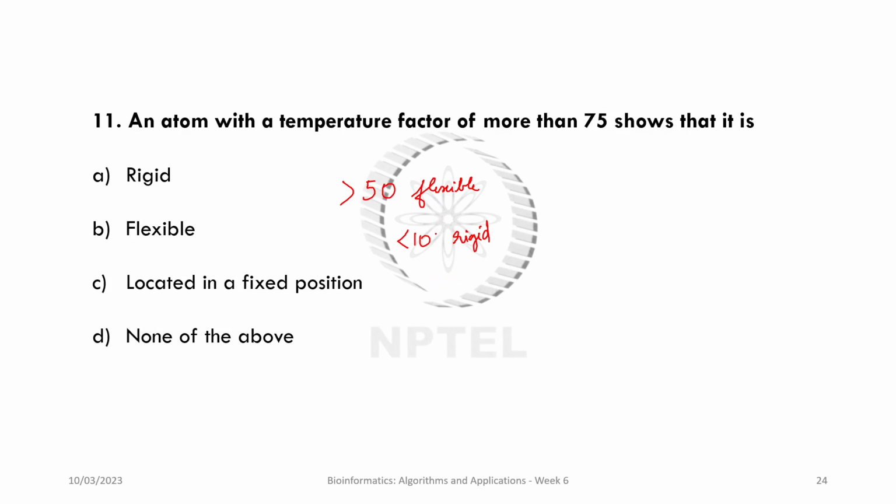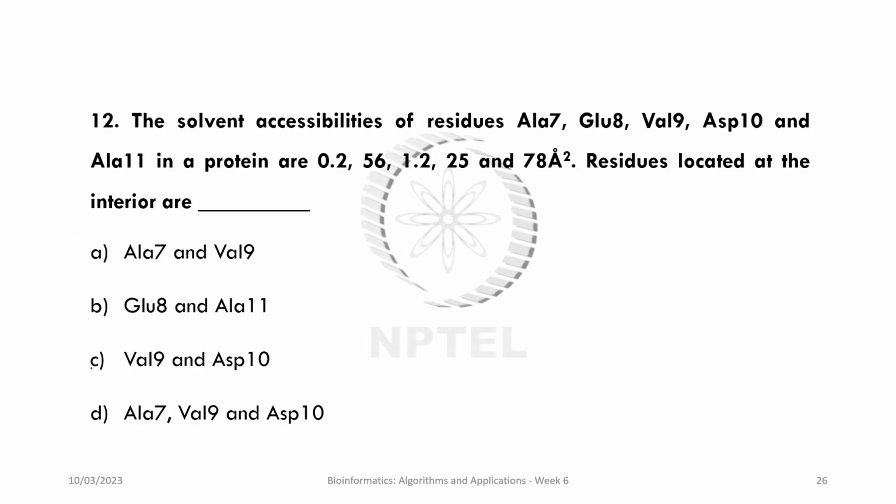Right? So instead of rigid, I'm going to go with fairly rigid. So 75 is greater than 50, therefore I'm going to go with flexible. It's definitely not rigid. And located in a fixed position is the synonym of rigid, so it doesn't go with this, and not none of the above. The right answer is B.